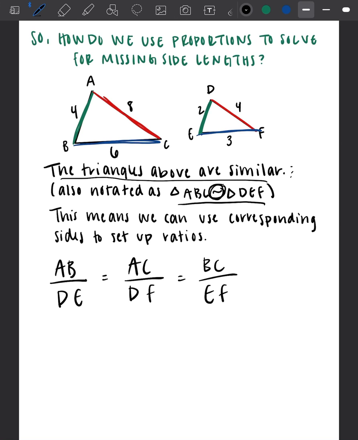And to prove this, we can take our side lengths and plug them back in to find that they are equal. So AB is equal to 4, DE is 2, AC is 8, DF is 4, BC is 6, and EF is 3. Once you reduce these, you do see that 2 equals 2 equals 2. And since this is true, we know that we can use these ratios and set them equal to each other.